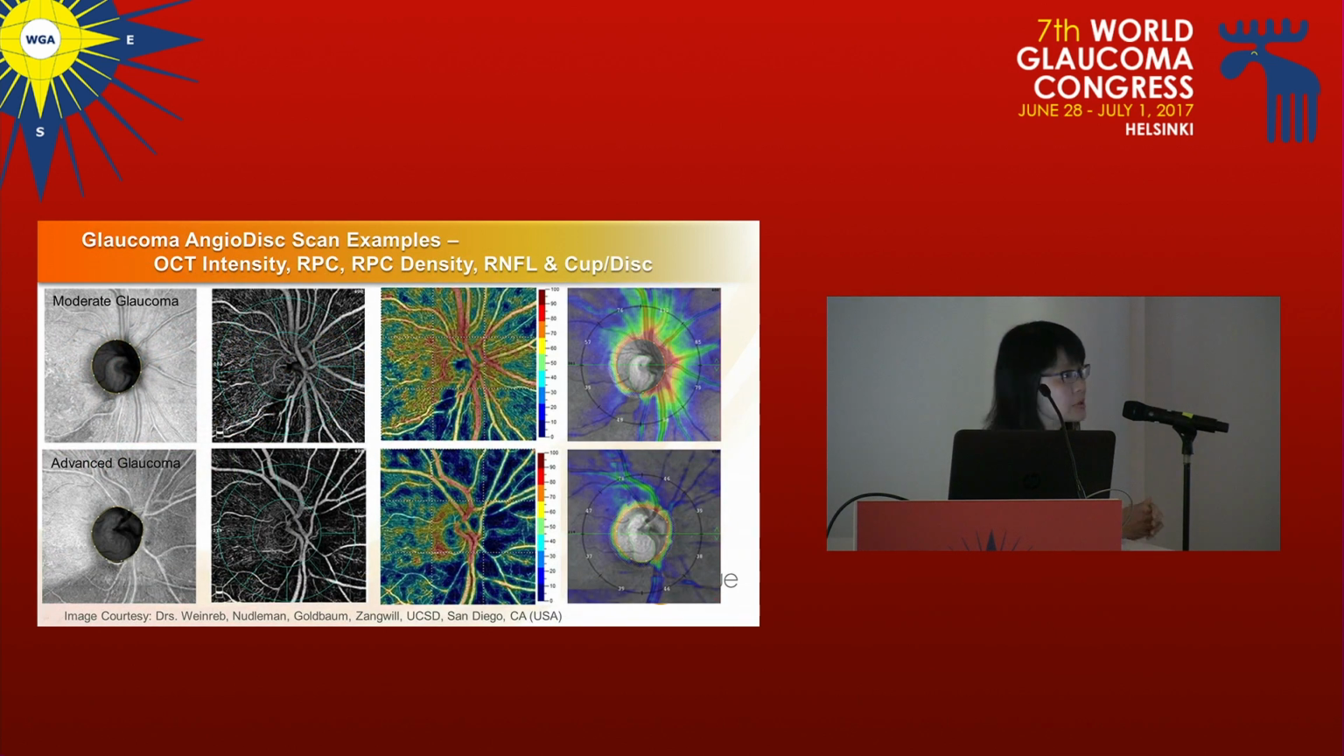And these are examples of the information you can get from a single OCTA volume. It's a glaucoma example. The top is the moderate glaucoma case, and the bottom row is an advanced glaucoma case. Basically, you can get the intensity image, which shows the loss of the nerve fiber layer from a reflectivity point of view, and the RPC layer en face image is showing the vasculature dropout, the capillary dropout, vessel density of this layer, and also thickness of the retinal fiber layer, and also cup-to-disc measurements.